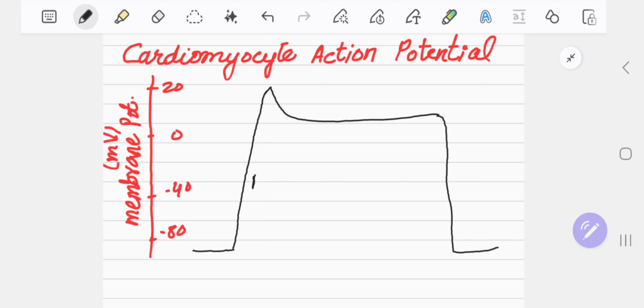Now there are different phases, as you can see here. The first phase, when the membrane potential is increasing and going up, is phase 0, and then this one is phase 1, then this is phase 2, this going down is phase 3, and finally phase 4 at the resting phase. Now what happens at phase 0?